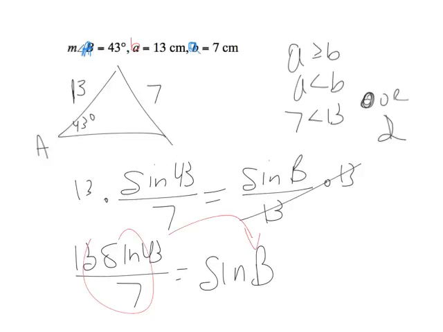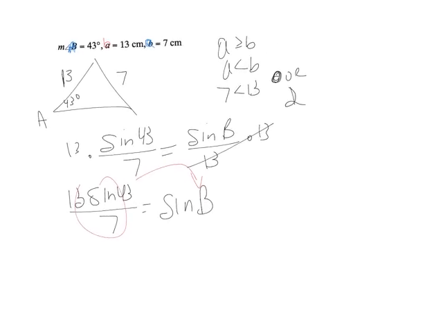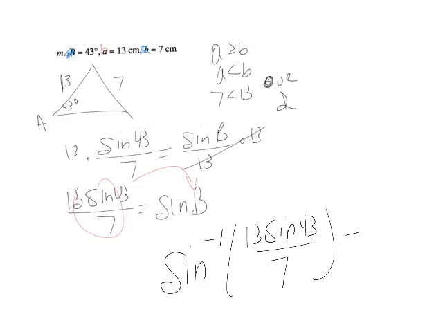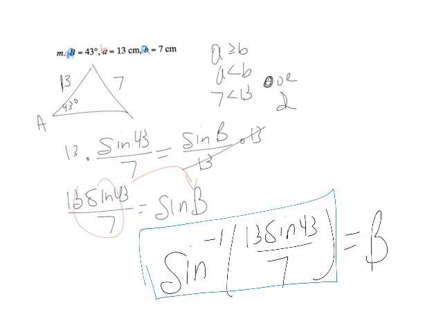So when you go to enter this in your calculator, let me make it a little bit smaller so you can see it. You're going to do the inverse sine of 13 times the sine of 43, over 7 equals angle B, right? So this is what you're entering in your calculator right here. And when you enter that, you get that lovely error domain message. So this is no triangle. Okay? So no triangle.